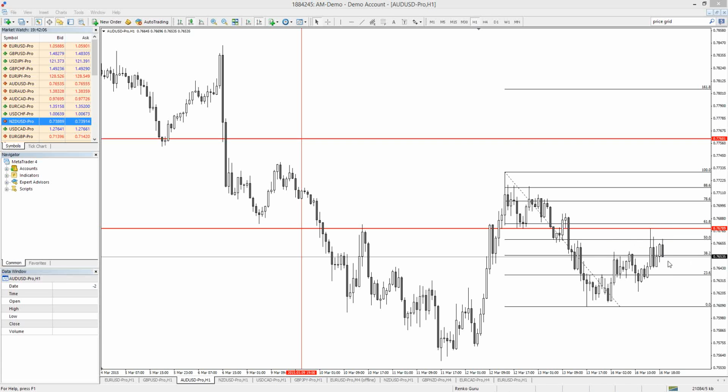Look, and I think it has the possibility to go to 76.10, definitely, okay, and 75.80. Okay, guys, that is for Australian dollar.